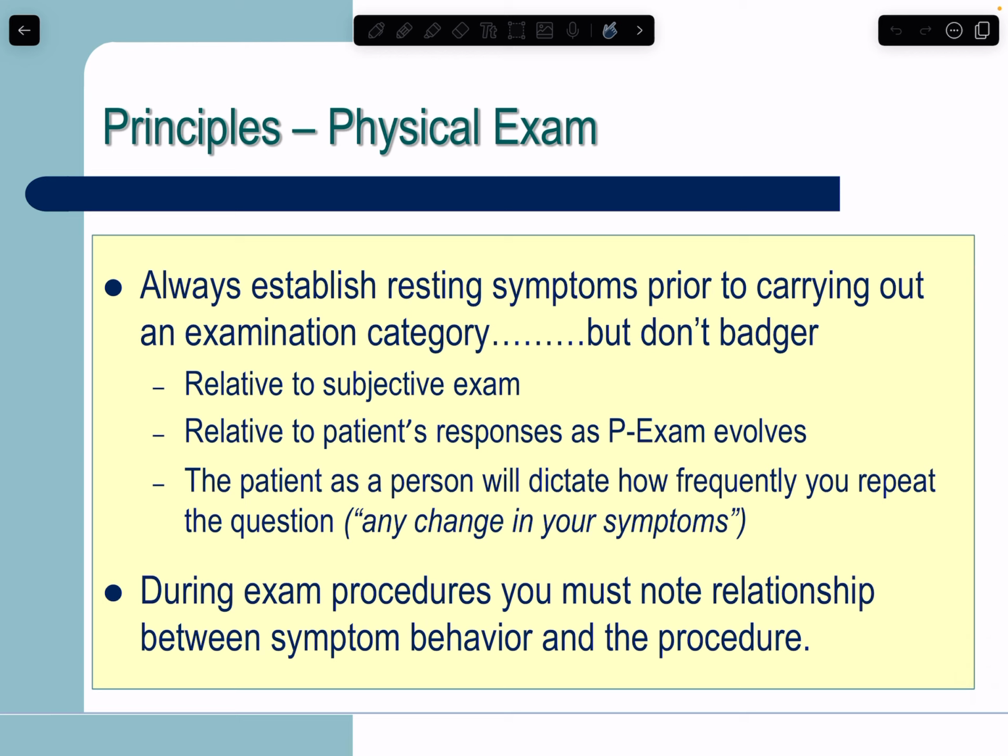I was always taught, before you do any movement, you say, and how are your symptoms right now? Any resting symptoms? It is the way I learned early on in my orthopedic manual therapy training. We had an instructor that said, always establish resting symptoms. By the way, well, they don't have resting symptoms, you know, their pain's intermittent. I don't care, you ask.